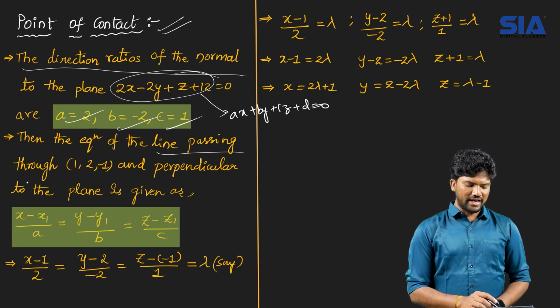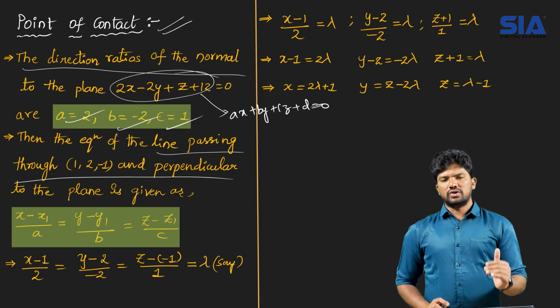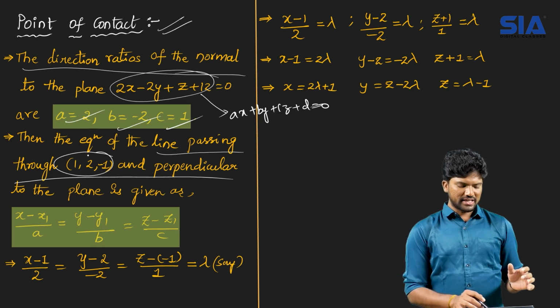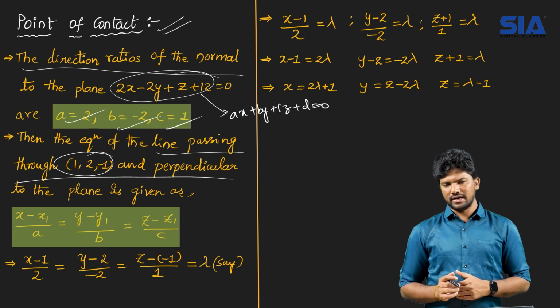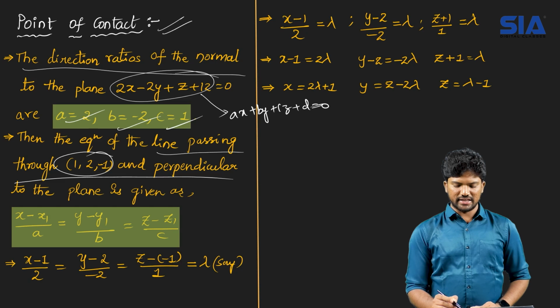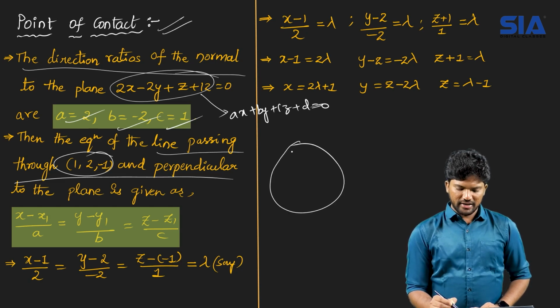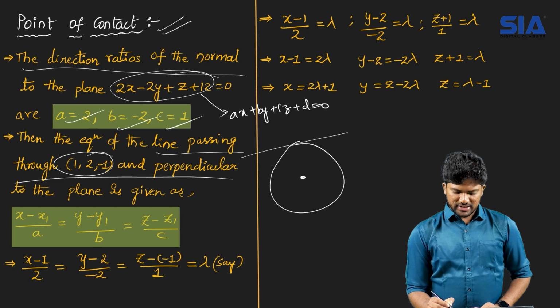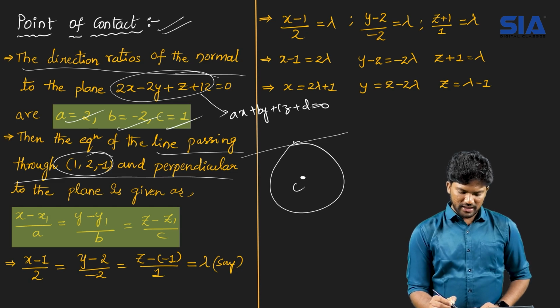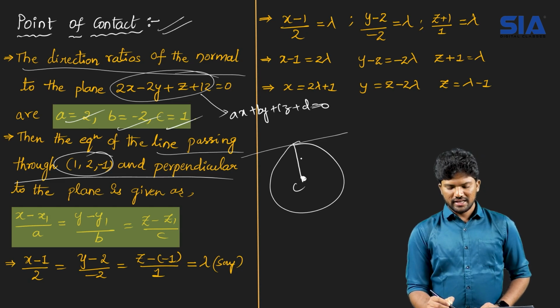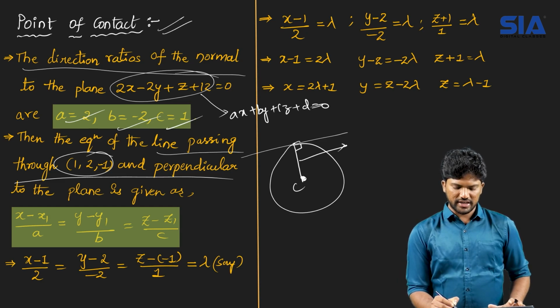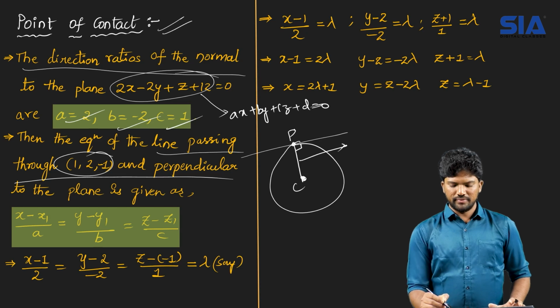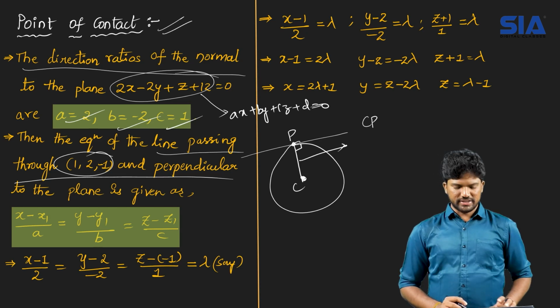Then the equation of the line passing through 1, 2, minus 1. What is 1, 2, minus 1? The center of the sphere. The equation of the line passing through the center of the sphere and perpendicular to the plane is given as follows. So indirectly they are asking for the equation of the line. This is the center of the sphere. They are asking the equation of the line passing through the center of the sphere. If you take this point capital P, the line CP equation is only this one.